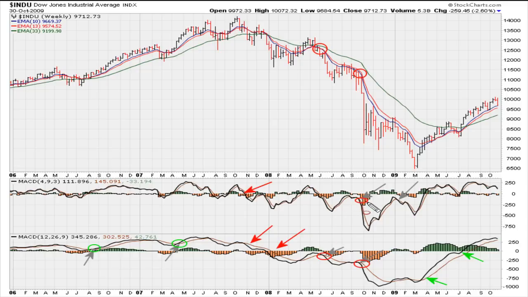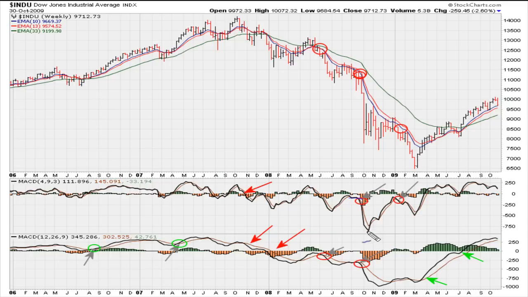Those are crossovers even in this MACD time period here, and a break of a trend here, which was the same period here, this time period here before the crash. We had another crossover here, which corresponds with this move to the March '09 lows.